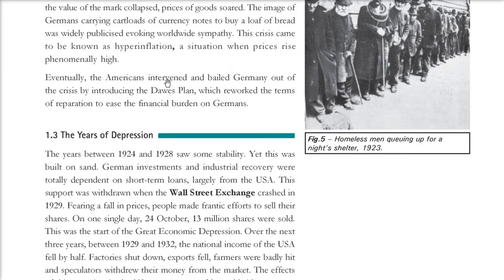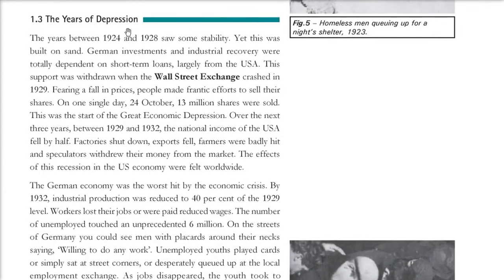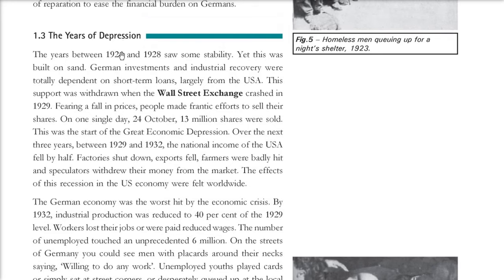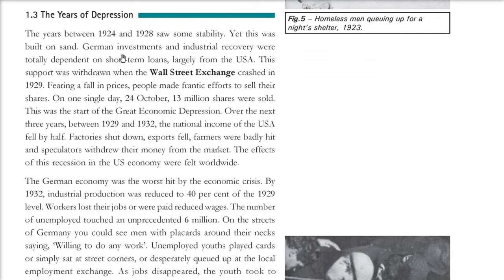But America intervened and bailed out Germany with a crisis plan, which we call the Dawes Plan. Something was done for the Germans. At that time, these are homeless Germans queuing up for a night shelter, because they wanted to sleep. So there were years of depression also. After this there was some stability because America came to the rescue. But it didn't last long, because the Wall Street Exchange crashed in the USA. This ripple effect came to Germany and all other countries, right?